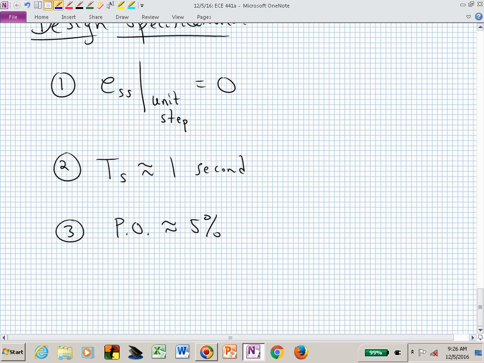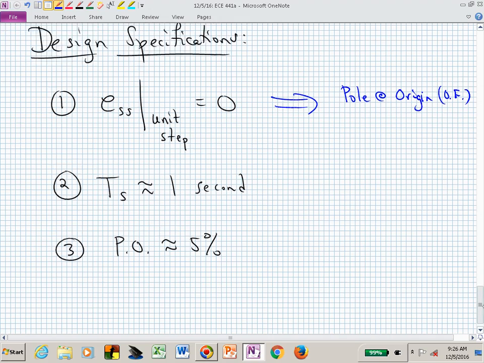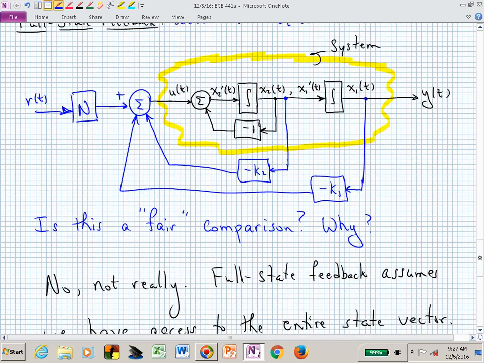The first one, here you might say, oh, I need a pole at the origin in the output feedback case, and what do you want in the state space approach? If you want 0 steady state error due to a constant input, what does that say in the state feedback case?